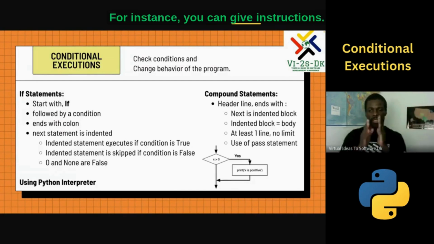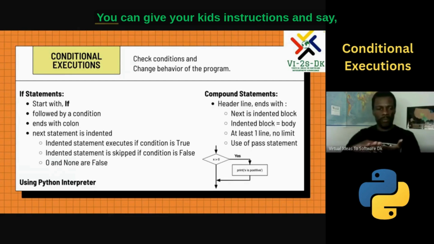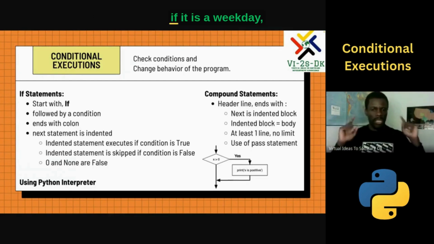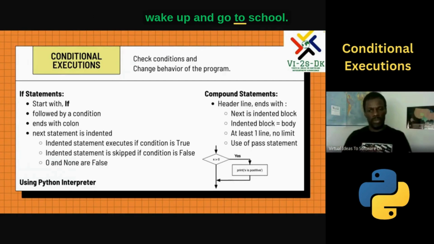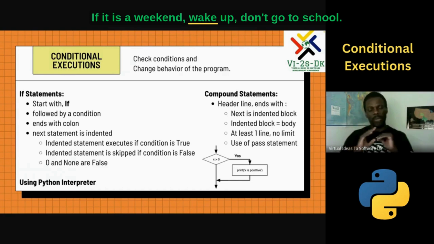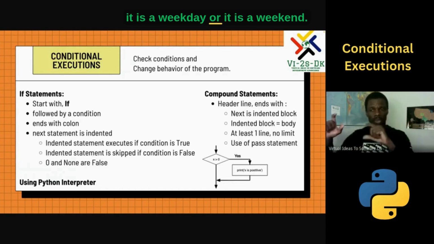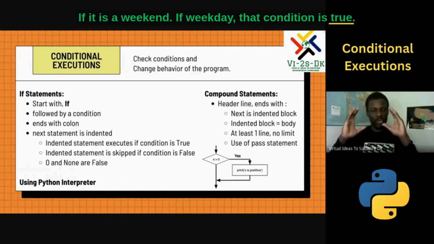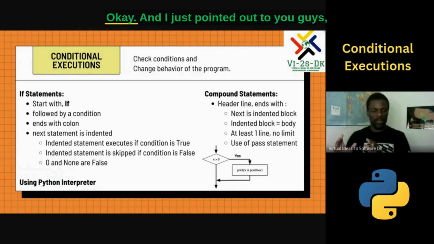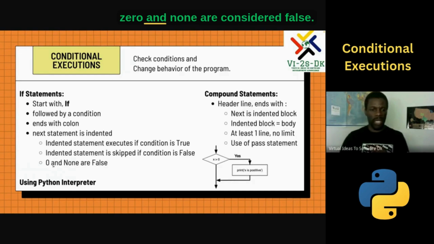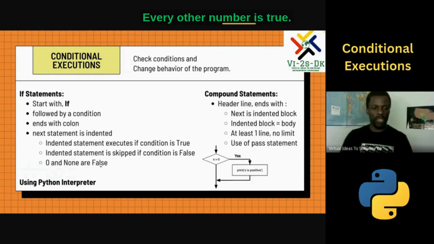For instance, you can give instructions. Remember, each statement is an instruction. You can give your kids instructions and say, if it is a weekday, wake up and go to school. If it is a weekend, wake up, don't go to school. So depending on that condition, it is a weekday or it is a weekend. If it is a weekday, that condition is true, the next block of code is executed. Okay. And as I just pointed out to you guys, 0 and None are considered false. Every other number is true.